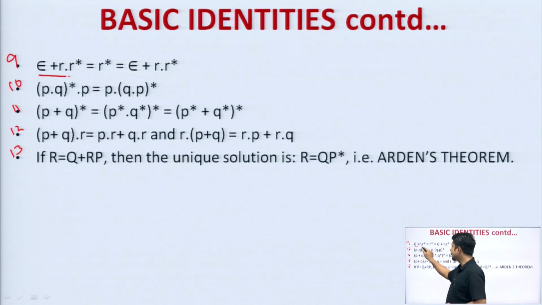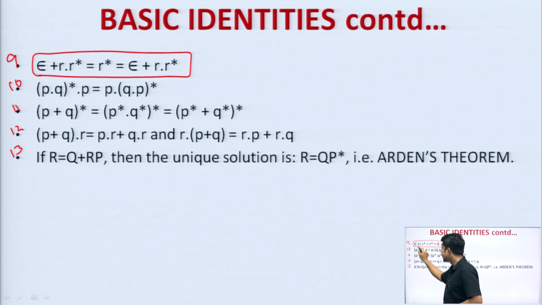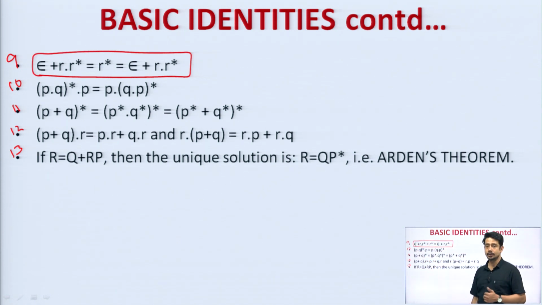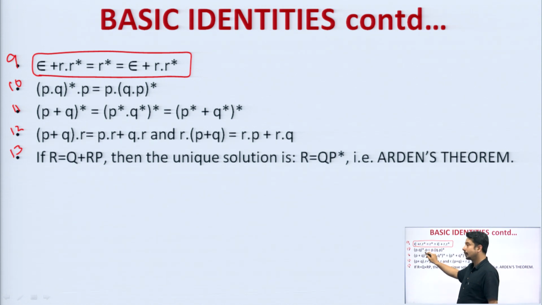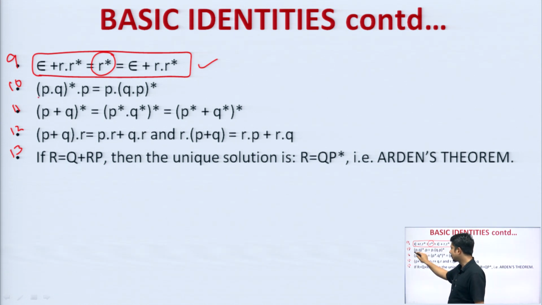Now comes this basic identity, which you have used in the previous video lecture, where we have done finite automata to regular expression by using ARDEN'S theorem, correct. Epsilon plus r dot r clean closure is equal to r clean closure. Okay. So, this is the optimal solution for it. Next comes p dot q whole to the power star dot p, we can also write like this: p dot p whole to the power q whole to the power clean closure. Okay. It is just like a commutative one.